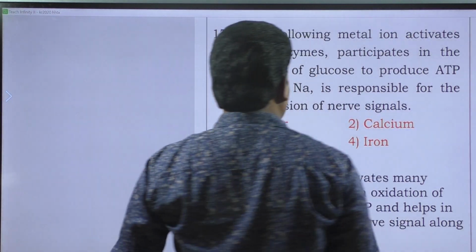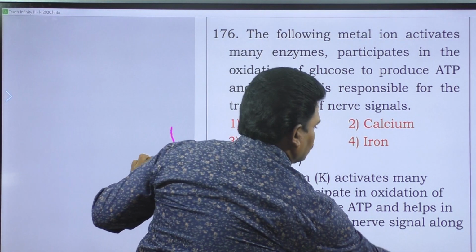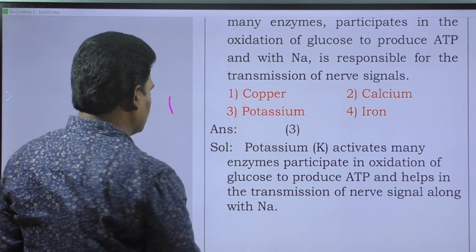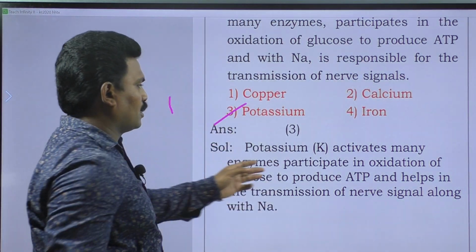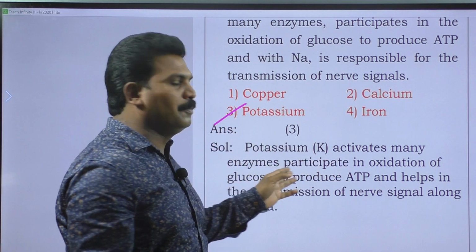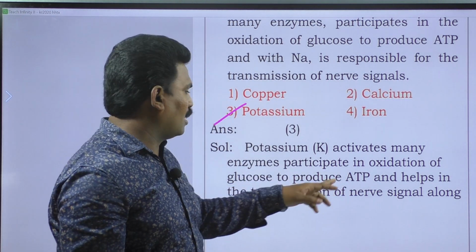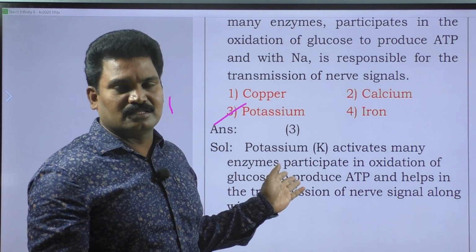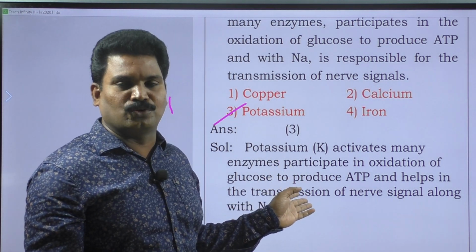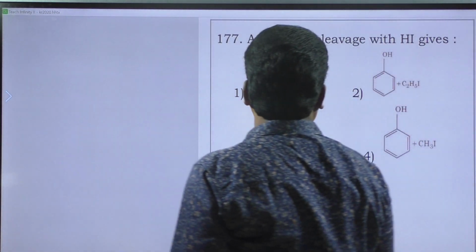And then 176, which metal ion is active? Potassium, because of the biological importance of Na+ and K+. Potassium activates many enzymes, participates in the oxidation of glucose to produce ATP and helps in transmission of nerve signals along with Na. It is the point of biological importance of sodium and potassium, group 1A. And then go to the next question, 177.